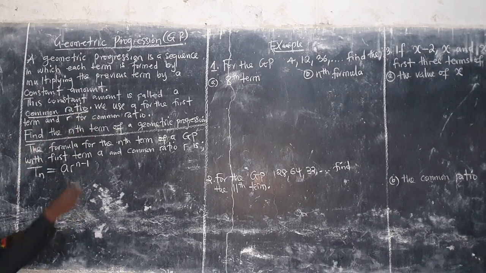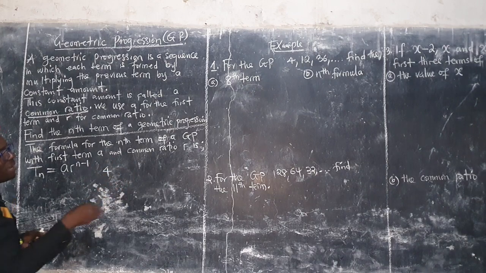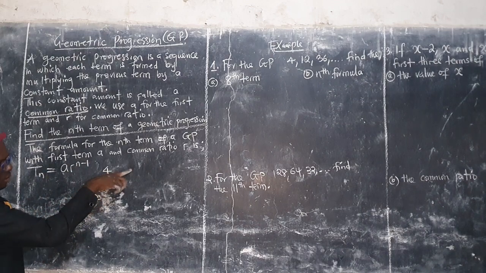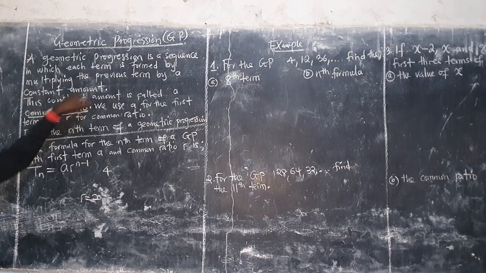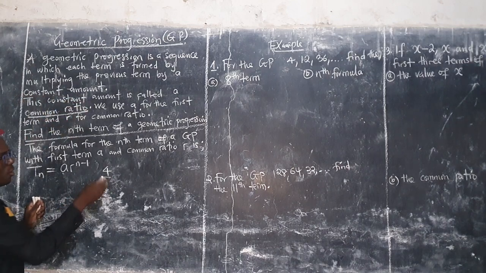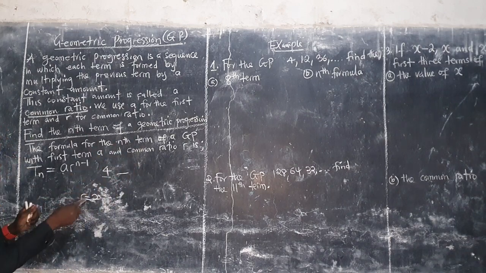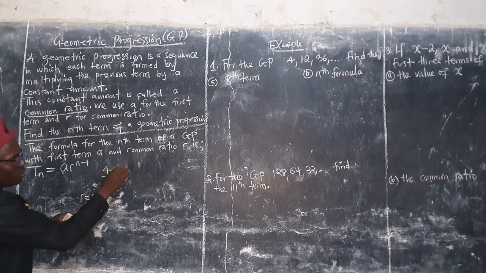Ratio. Now listen, if you have 4, for me to get the next number here, I'm supposed to multiply. Let's imagine that our common ratio is 2. What am I saying? We're saying that the sequence is formed by multiplying the previous term by the constant amount. Meaning that this is 4. For me to have the next number, I'm multiplying the previous by the constant amount, which is the common ratio. Suppose the common ratio is 2. I'll multiply 4 times 2. I'll get 8.